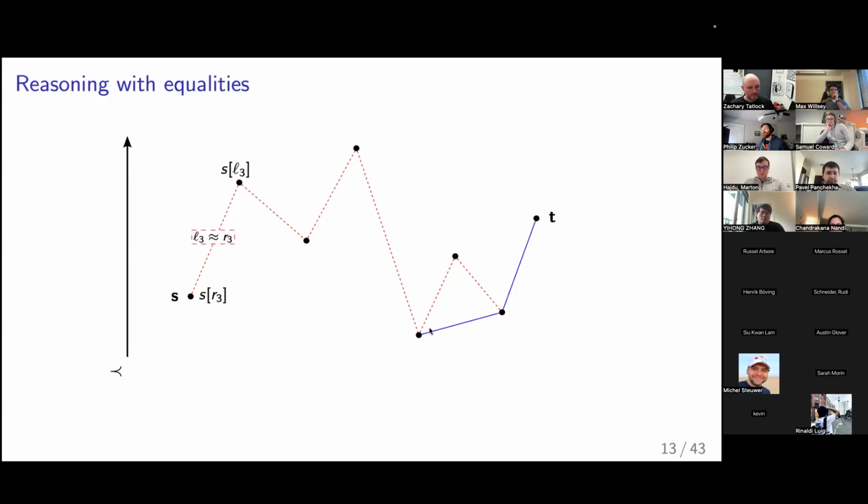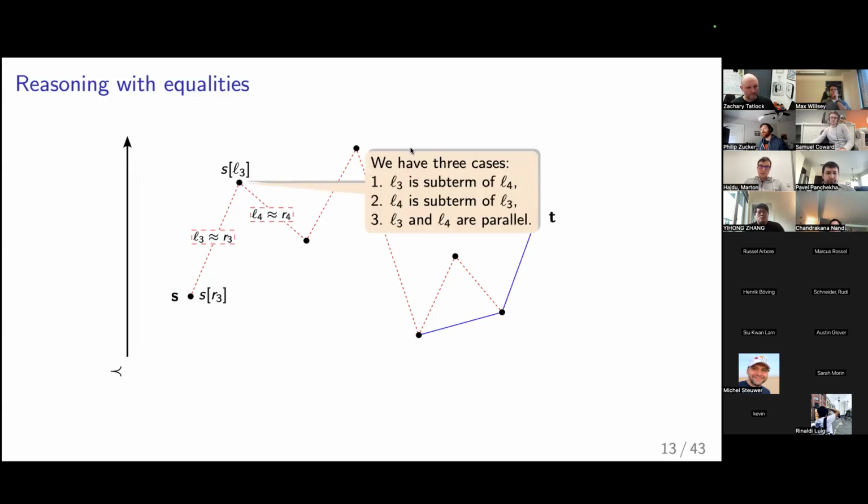So on the other side we can do a similar kind of analysis. And we also have the three cases here, that L3 is a subterm of L4, or the other way around, or they are in parallel positions. Now let's say, for the sake of this example, because the second case is symmetric to the first case, we only have to look at when they are parallel. So let's assume that they are in parallel positions. And this means that we go up and rewrite R3 into L3 and then L4 into R4.